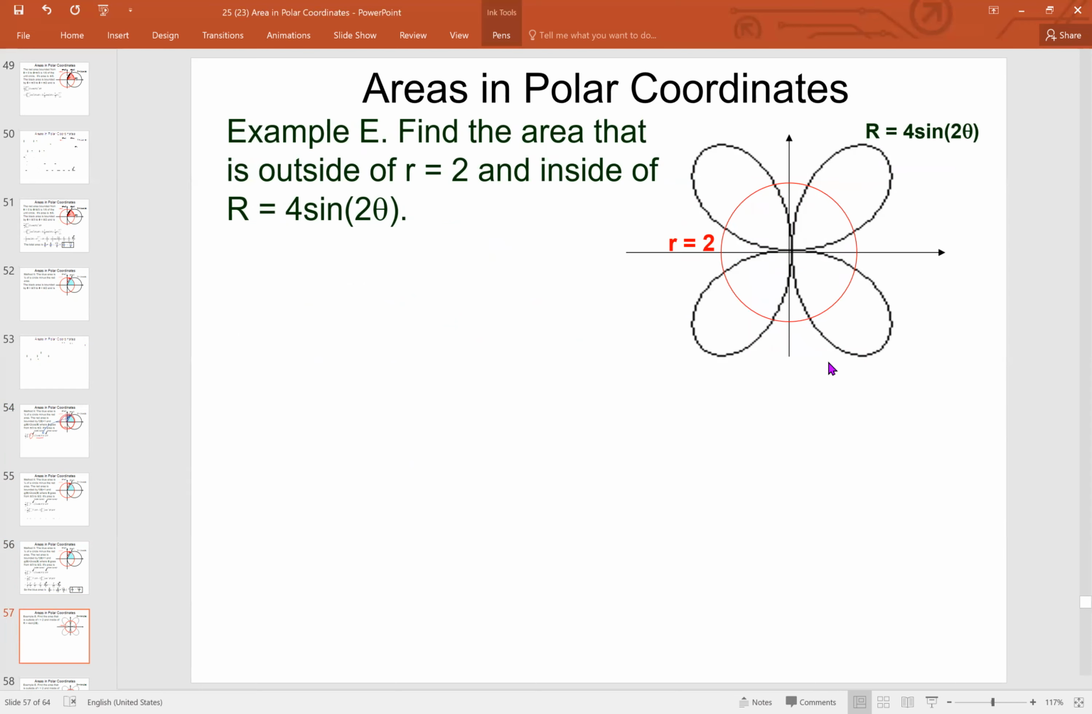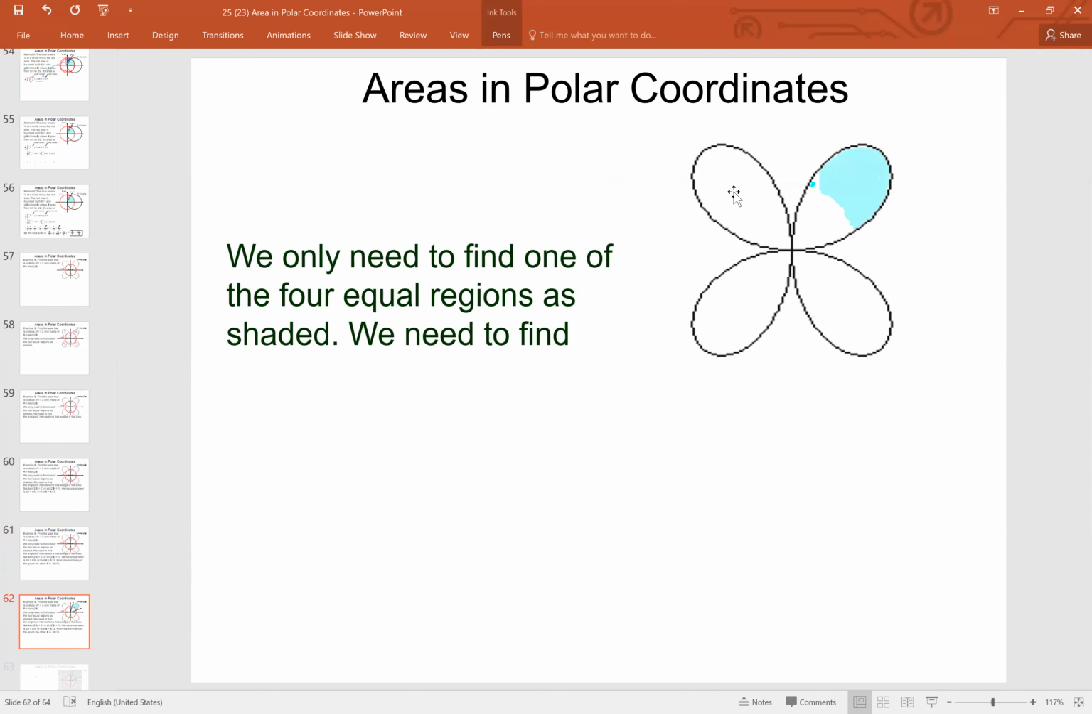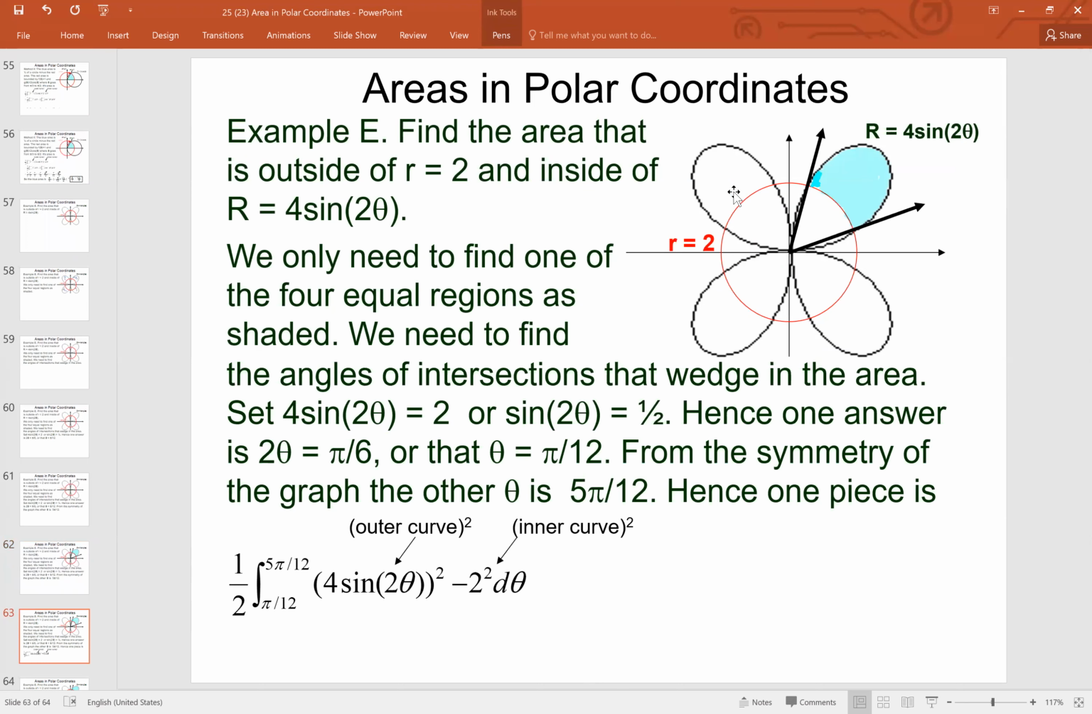Okay. And here is a problem of how to calculate the area outside the circle, inside the rose. So we're talking about these four petals, the top of the yellow, if you like. So I only have to calculate one. Then I find the angle of intersection between them. Then the outside curve minus the inside curve: the square of the outside minus the square of the inside. And integrate, in this case, from pi over 12 to 5 pi over 12.